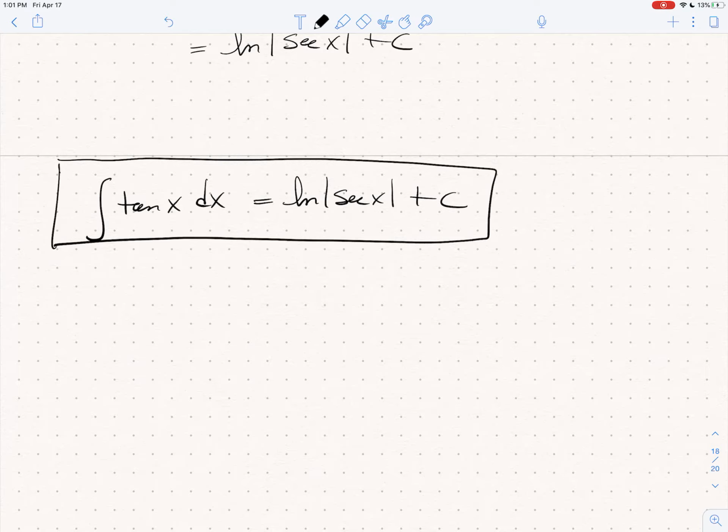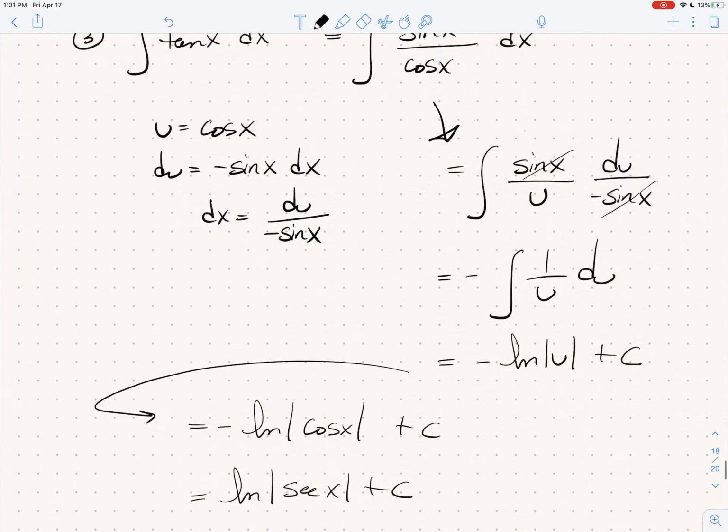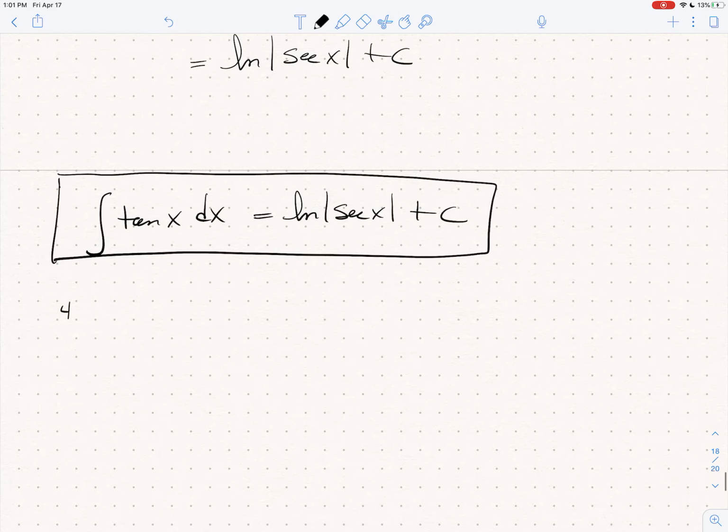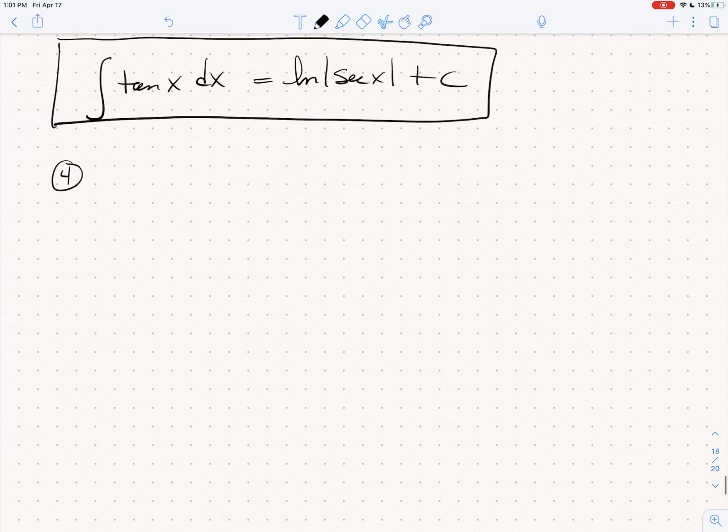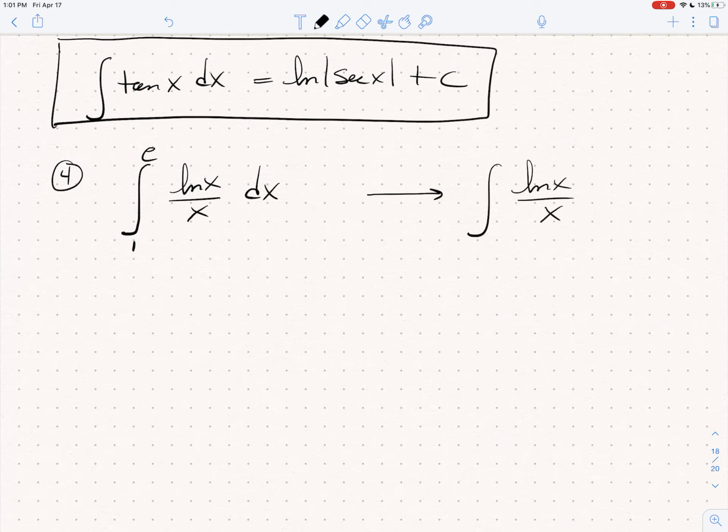So I wanted to show you how you can actually work out, I think we're on example number 4, how you can work out definite integrals using u substitution. So let's work out this integral, the integral from 1 to e of the natural log of x over x dx. And so one way to do it is just ignore the bounds and focus on the indefinite integral. So we want to look at the indefinite integral of ln of x over x.